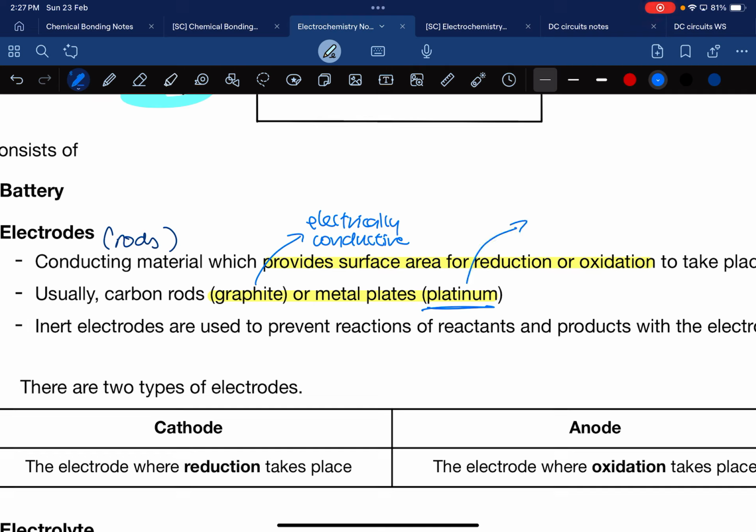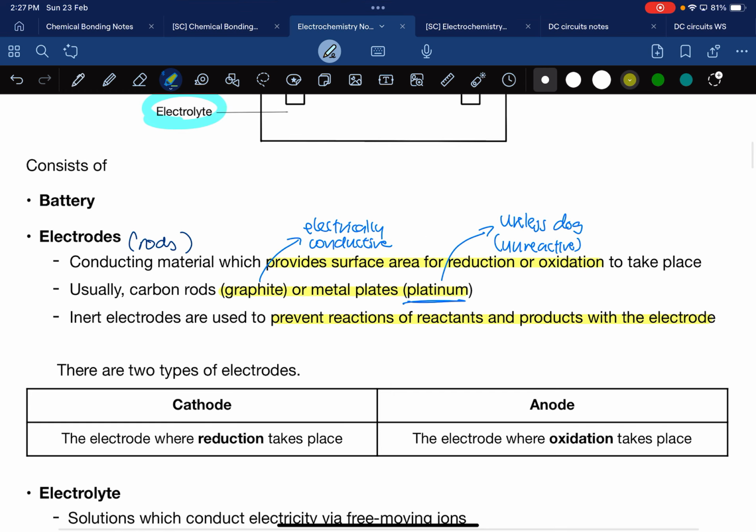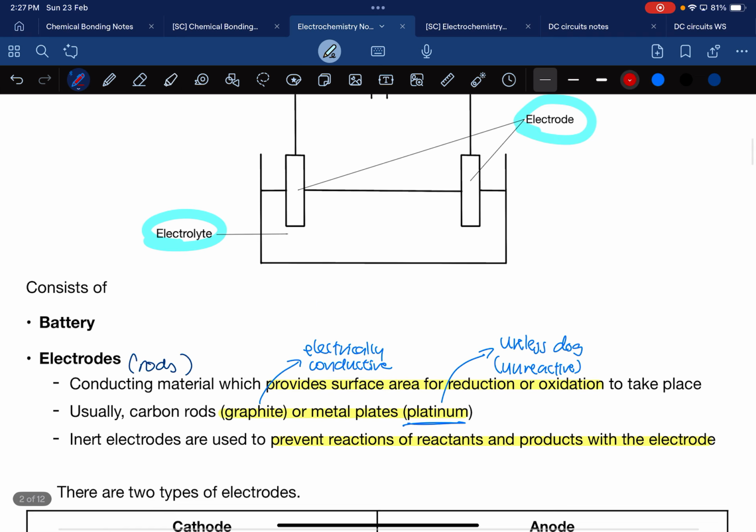Platinum, as far as we are concerned, is useless. Unreactive is the term that we use. In other words, your electrode should not take part in the reaction, ideally. Prevent the reactions within the electrode. I want my electrode to be useless because I want my redox process to happen at the electrode, on the surface. Your reduction and oxidation should happen on the surface.